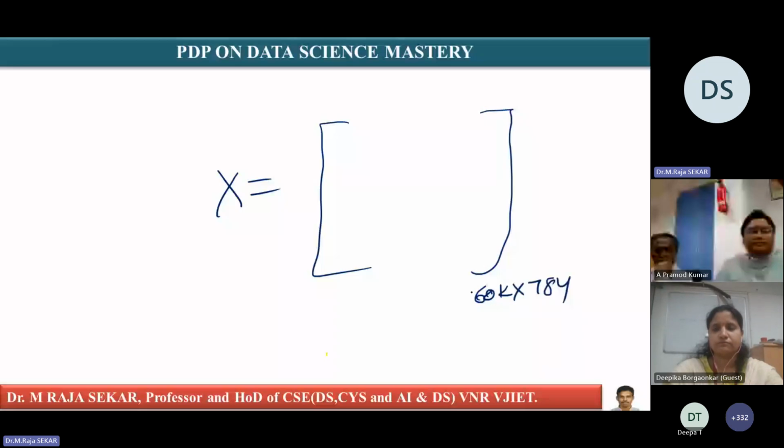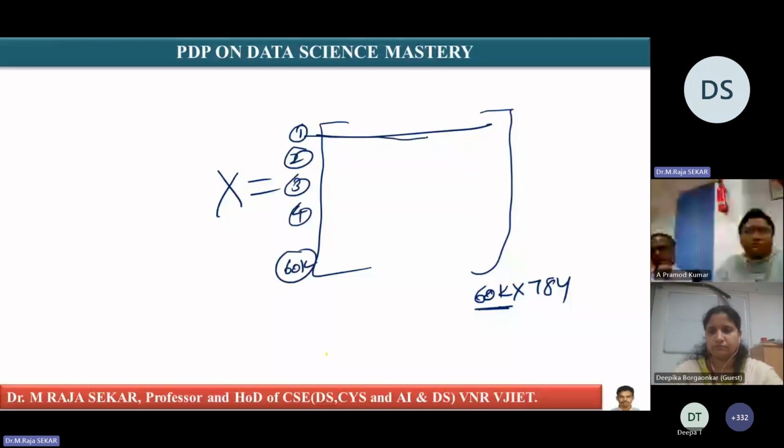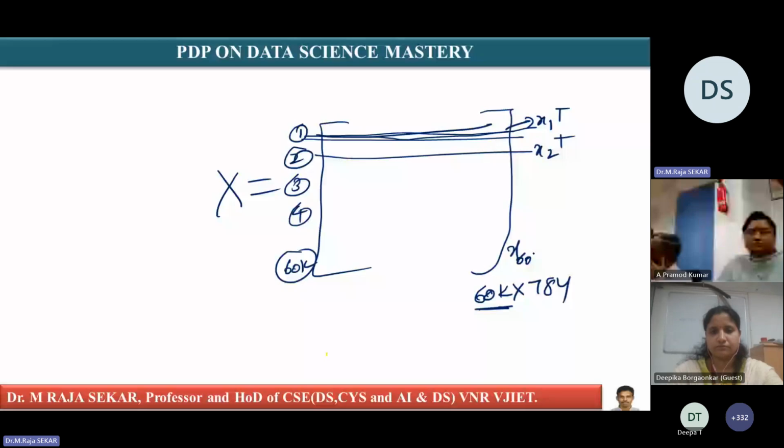If you have any doubt, please express yourself. Why? Because this is the first image, this is the second image, this is the third image, fourth image, up to the 60,000th image. Each image I am representing in the form of a row. Each sample point, in the context of data science, I am representing as a row. First one is X1 transpose, second one is X2 transpose, last one is X60,000 transpose. Now I am able to represent the entire data set in a single matrix whose size is 60,000 by 784.